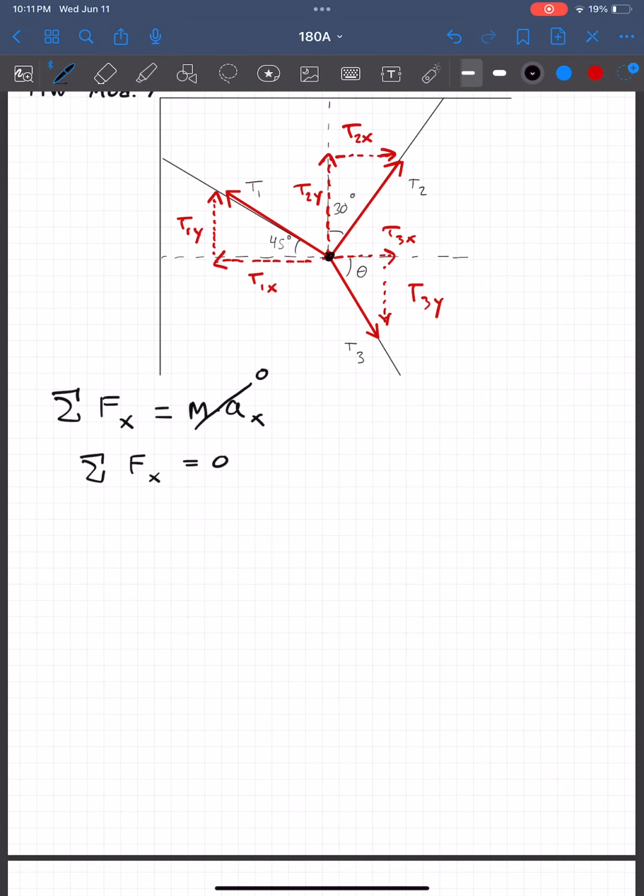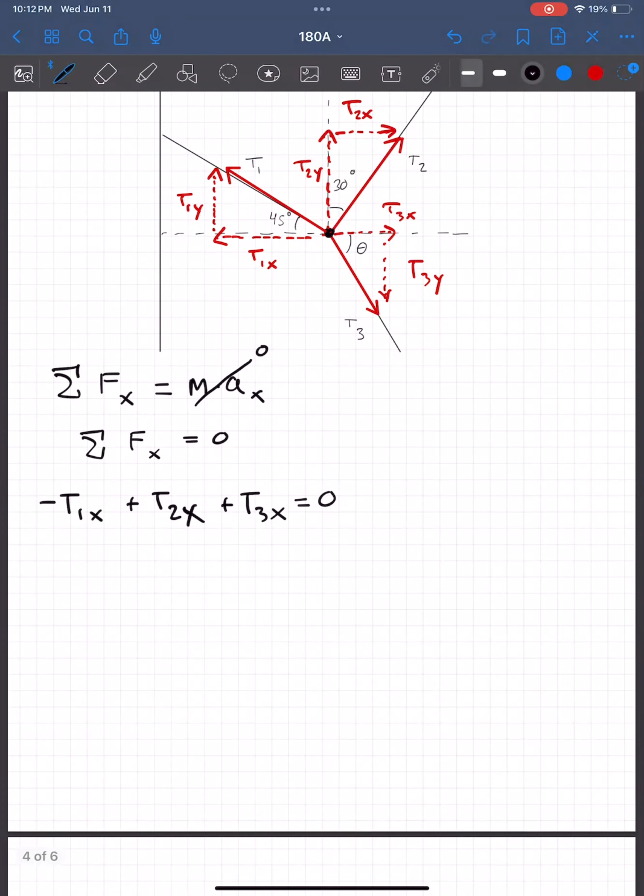To expand on the left-hand side of this equation, I'm going to add together all the forces in the horizontal direction. So I'll have minus T1x. Why is it negative? Because it is pointing to the left. And then I'll have plus T2x. That comes from up here. That's this component pointing to the right, which is why I put a positive there. And then finally, I'm going to add T3x because that's also pointing to the right. T3x is equal to 0.